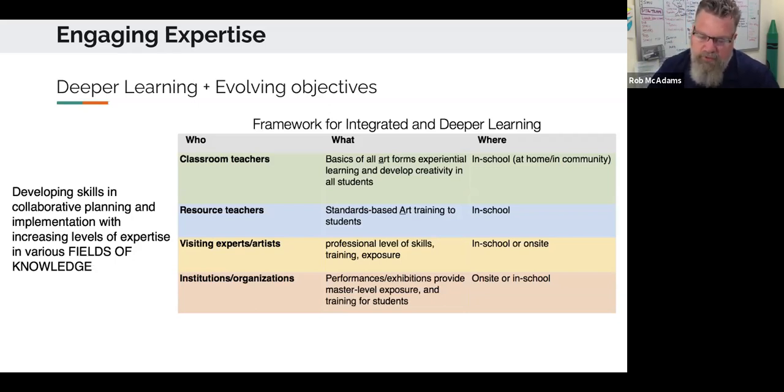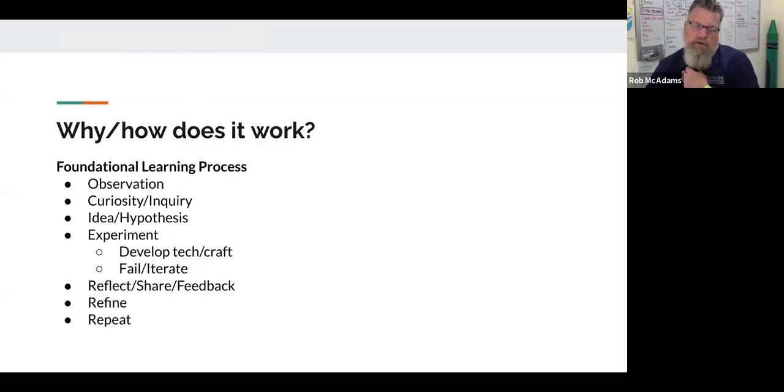And then deeper learning, I'm sure you're seeing this. It's a big thing in the education sector. And then evolving objectives. If you've looked at the Kennedy Center definition of arts integration, they talk about evolving objectives and a non-arts and an arts standard. So my approach is that the way we get deeper learning and deeper objectives is by engaging deeper levels of expertise. So that's really our core framework for that.